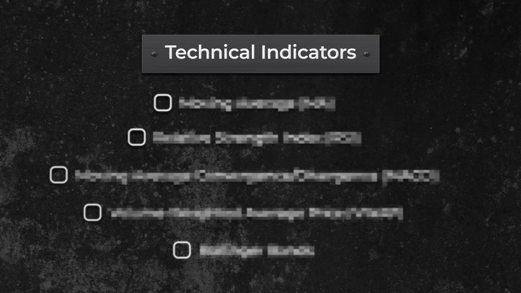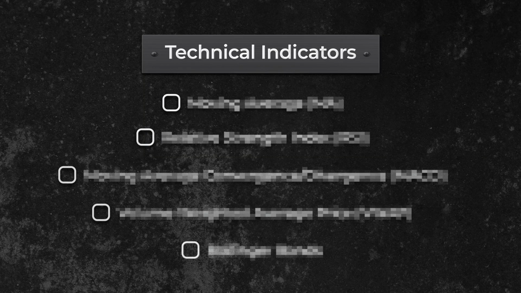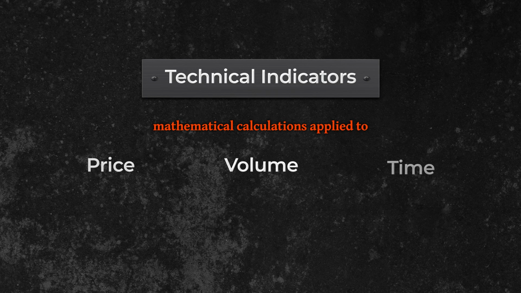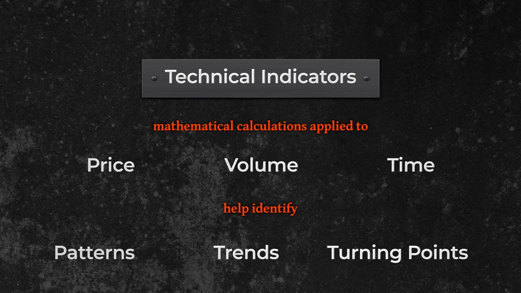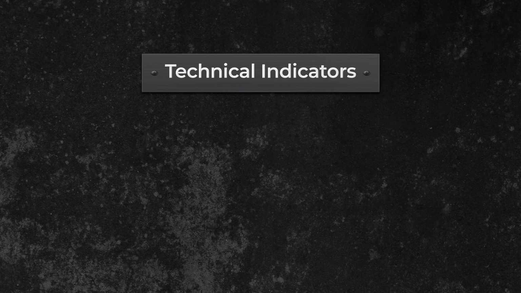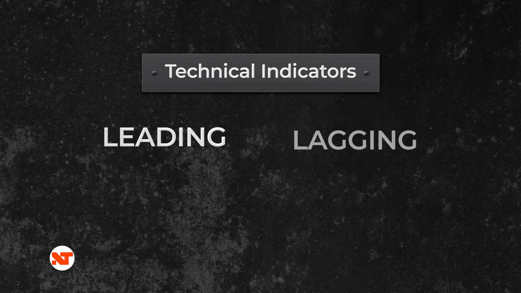Today we're covering 5 technical indicators every futures trader should know, so you have a structured framework for reading the market. Before we get into the indicators themselves, it's worth understanding what they actually are. Technical indicators are mathematical calculations applied to price, volume, or time, and they help identify patterns, trends, and potential turning points. They don't predict the future, but they give you a repeatable framework for reading the market instead of just reacting to it. One distinction worth knowing up front: some indicators are leading and some are lagging.